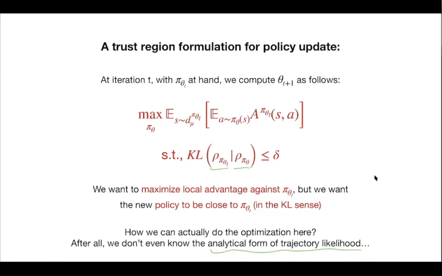So we will do simplification on these two parts, the first objective and the second constraint, and we will get to a pretty succinct policy update procedure. That's the goal of the rest of the lecture. We want to simplify this.